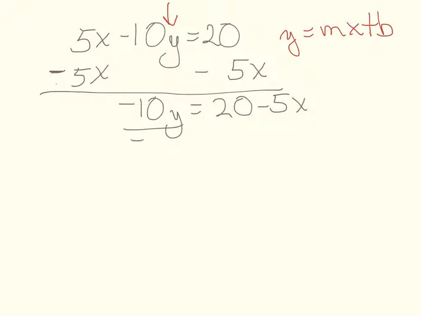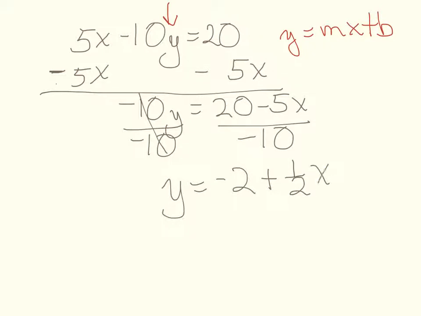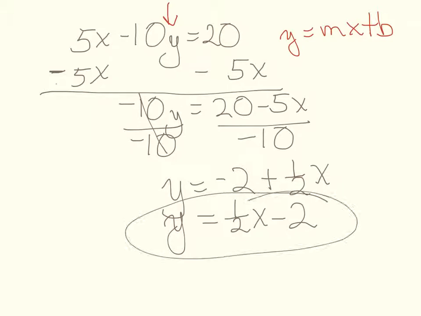My next step, I want to divide everything on both sides by negative 10. So y is equal to 20 divided by negative 10, which is negative 2. And then a negative 5 divided by a negative 10 simplifies to 1/2 x. So I want to switch so that I have my term with the x in it first. So it would be 1/2 x minus 2. And then my answer looks like slope-intercept form. My m in this case is the 1/2, my b is a negative 2.